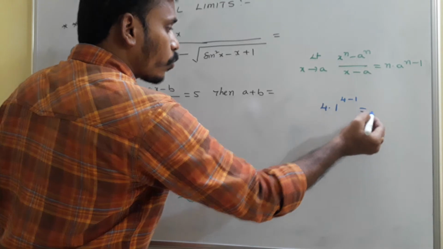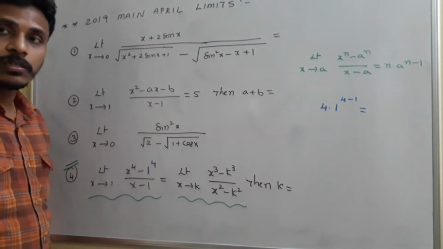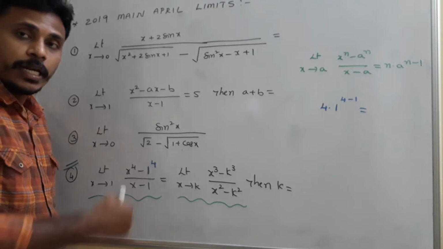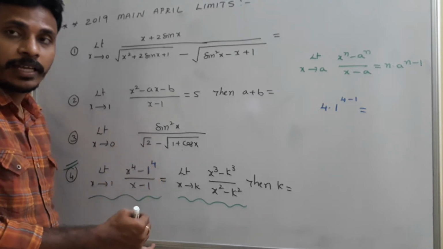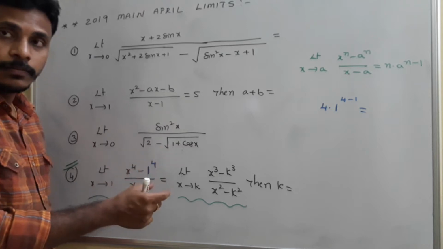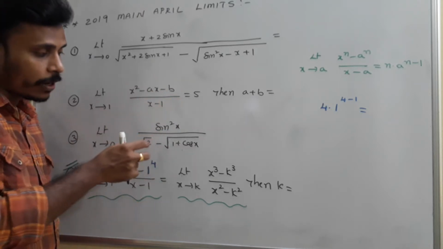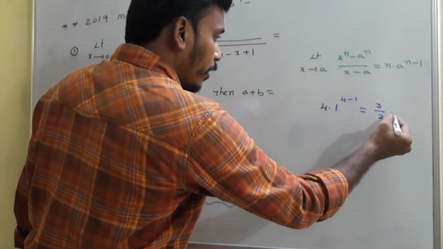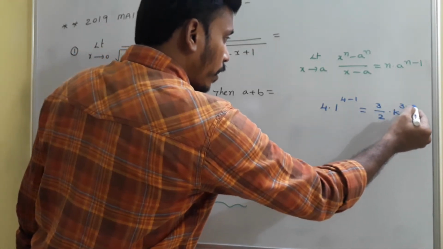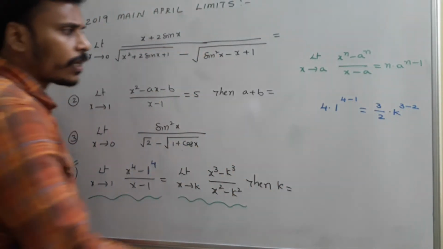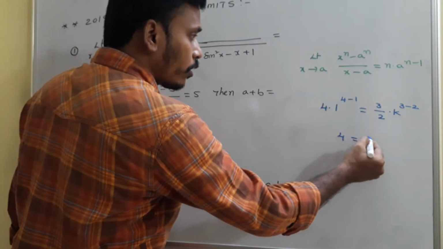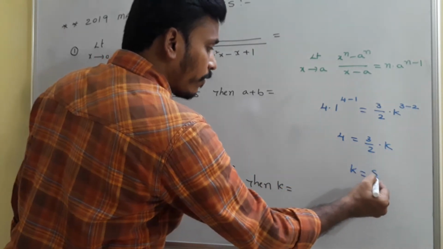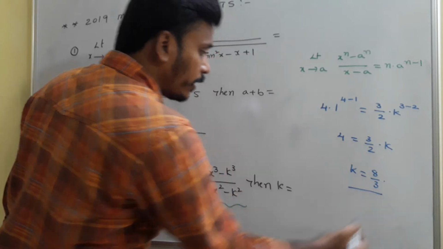That is equal to, here this is (x³ − k³)/(x² − k²). Divide the numerator and denominator by x − k. You will get the same pattern in both numerator and denominator. So at the end your answer is 3/2 into k to the power 3 − 2. And this side, 4 is equal to 3/2 into k. And at the end, the value of k is 8/3.